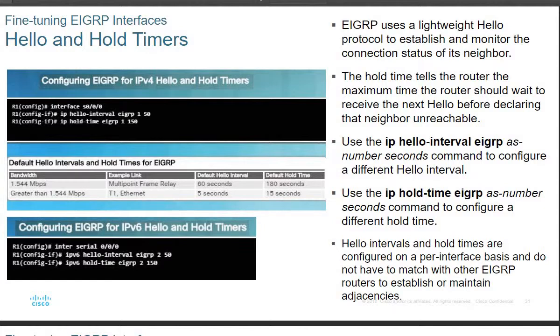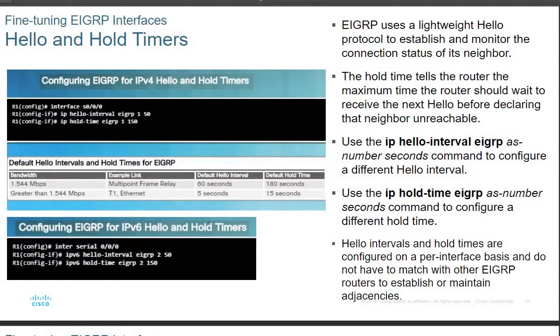Fine-Tuning EIGRP Interfaces. Hello and hold timers. EIGRP uses a lightweight hello protocol to establish and monitor the connection status of its neighbor. The hold time tells the router the maximum time the router should wait to receive the next hello before declaring that neighbor unreachable. Use the ip hello-interval eigrp as-number seconds command to configure a different hello interval.